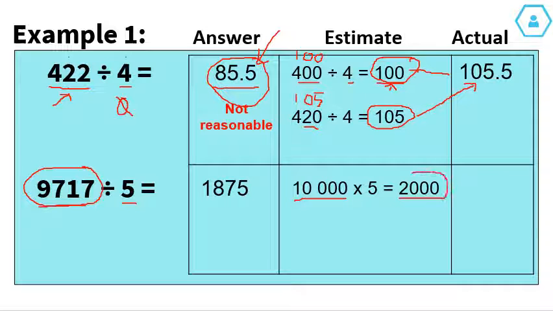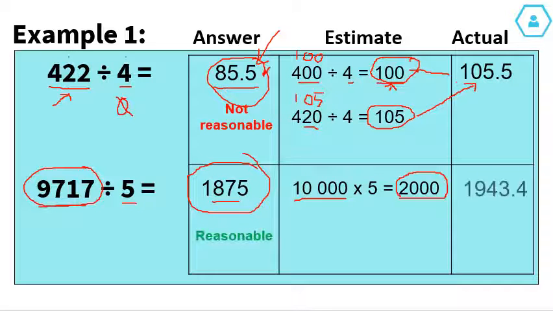So that's my estimate. My estimate and my answer are fairly close to one another. Now, think about this. You can see here that 85.5 is closer to 105.5 than the answer here, 1,875, is to the actual answer, 1,943.4. That doesn't mean that this is unreasonable, however, because we're dealing with thousands now.